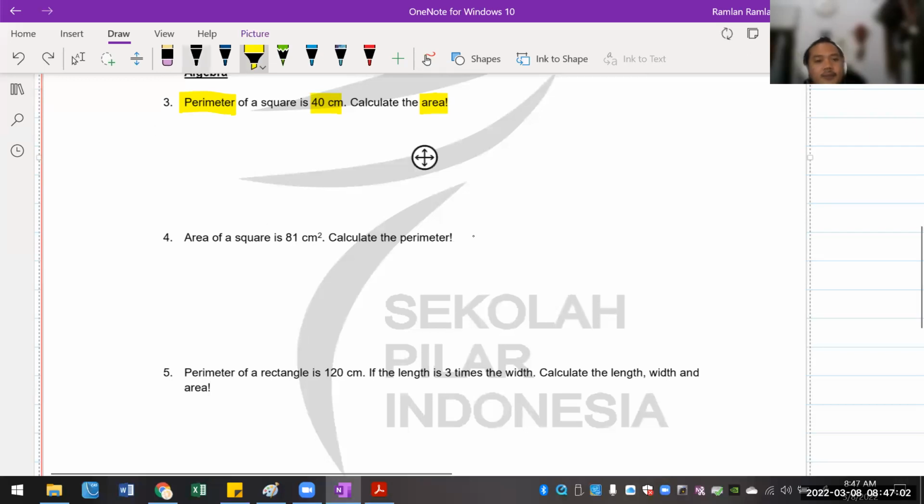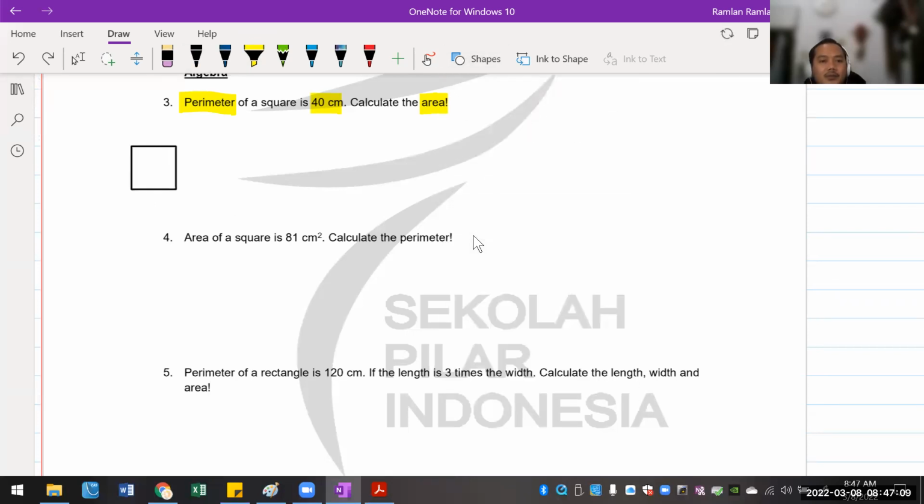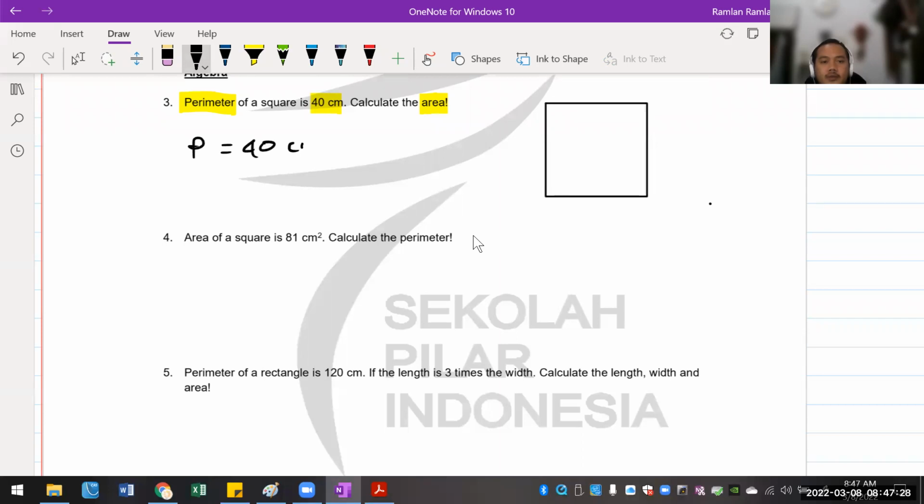Wrong again. Like this. Oops, it didn't come out. Okay, here we go, we're going to draw a square. Okay, it's not a square, I'm going to draw it again. Okay, roughly like this. And then we know that the perimeter is equal to 40 centimeters. What is the area? Does anyone remember what is the formula for the area of a square?